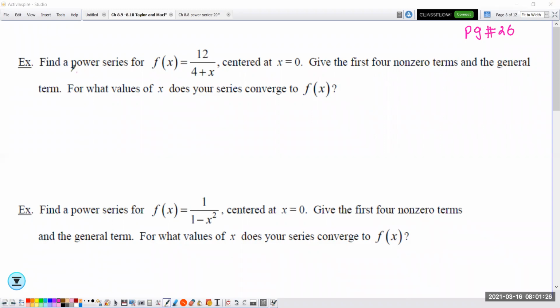So what is the meaning of find a power series? Power series centered at 0, which is the same as Maclaurin series. Same as Maclaurin series.